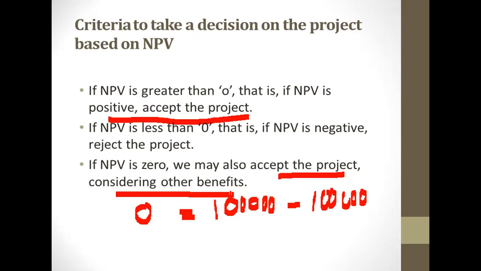So see that there are 3 criteria which we follow to take a decision on the project based on NPV. If NPV is positive, please accept the project. But if NPV is negative, please reject the project. And if NPV is 0, you can also accept the project considering other benefits.